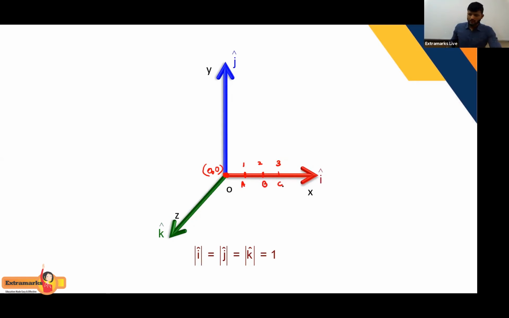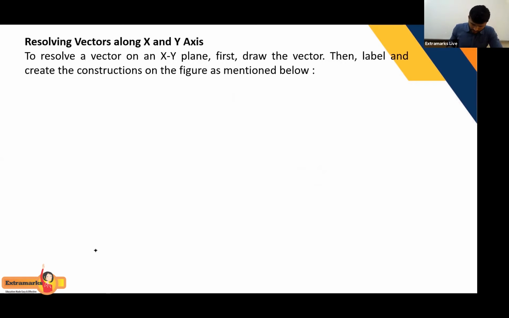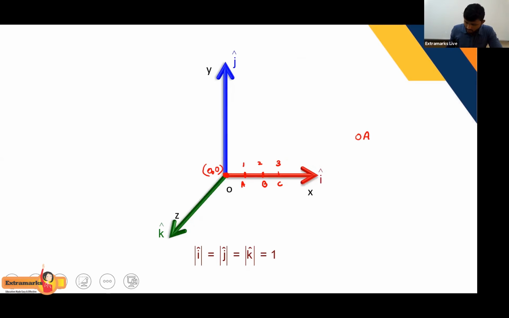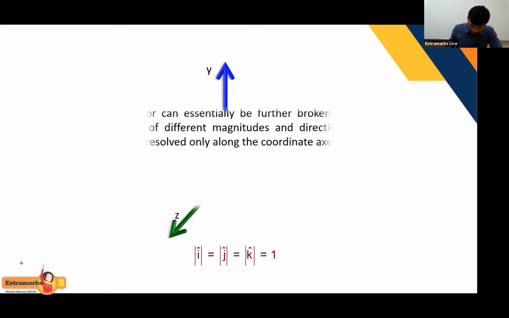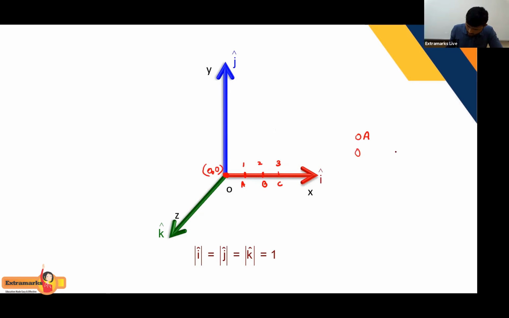Now, if I ask you what is the length of OA, then the length of OA is 1 unit. If I ask you the length of OB, the length of OB will be 2 units. The length of AC will be 2 units. The length of CO will be 3 units, right?